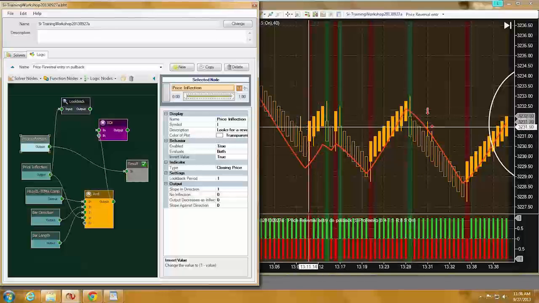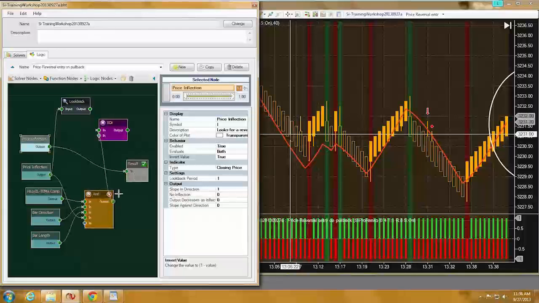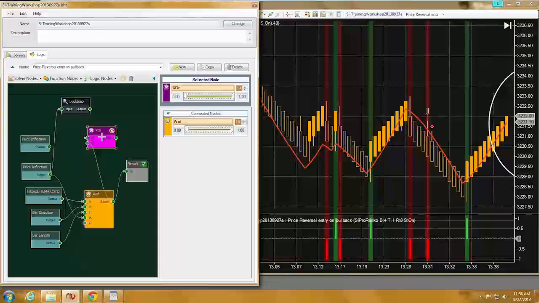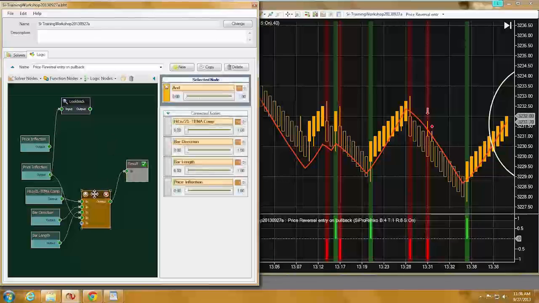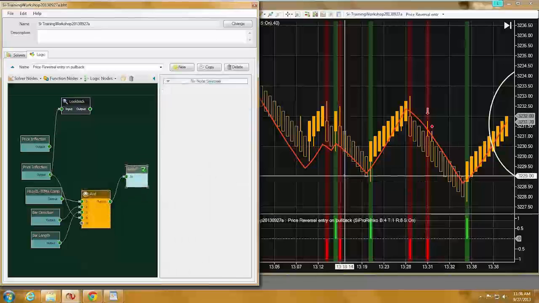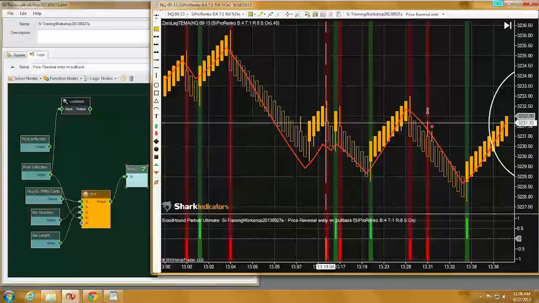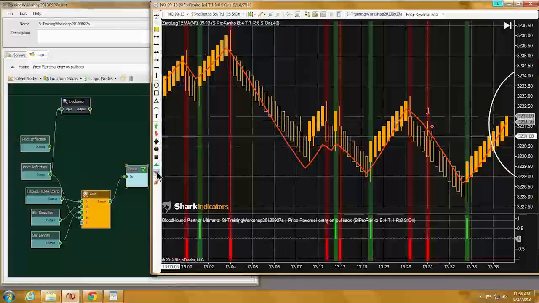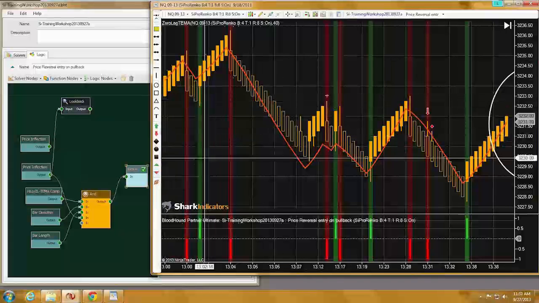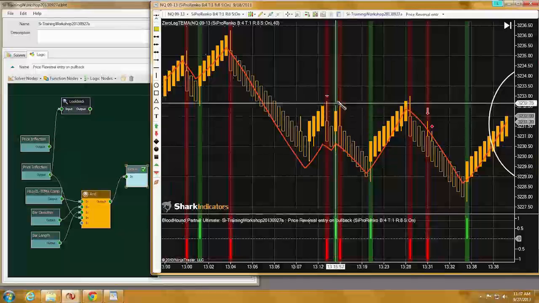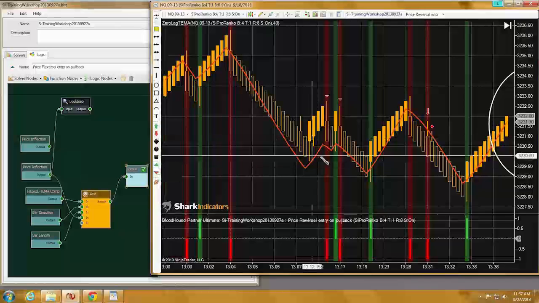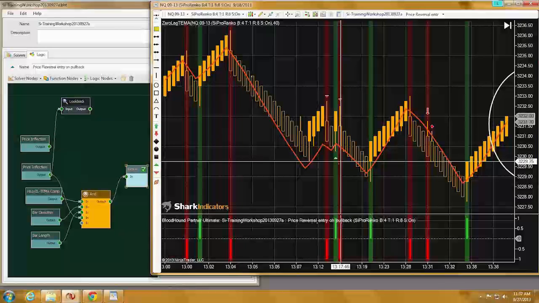And so I can see here, remember we were getting, let's see, so I don't think I need the XOR anymore. If I look back at where we're having problems, we're getting a short signal here. So I want to eliminate these short signals on the reversal bar and eliminate this long signal on the reversal bar.